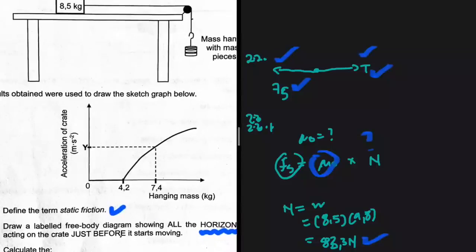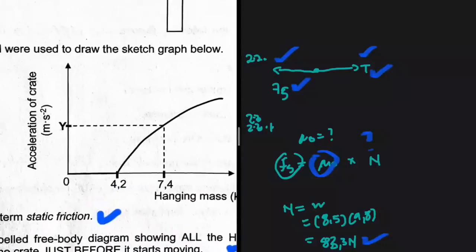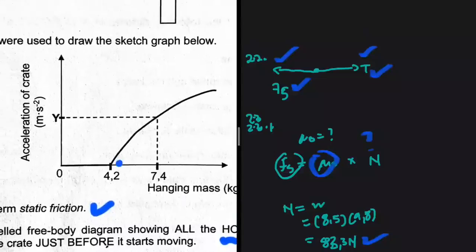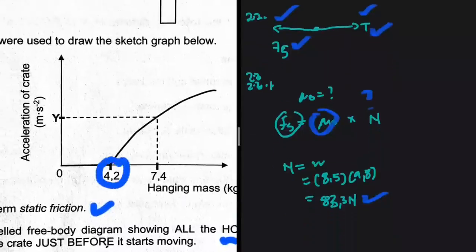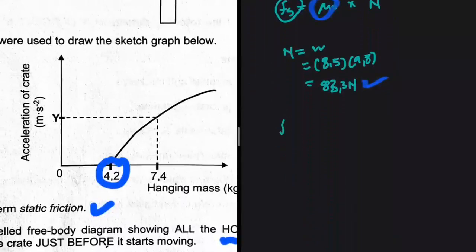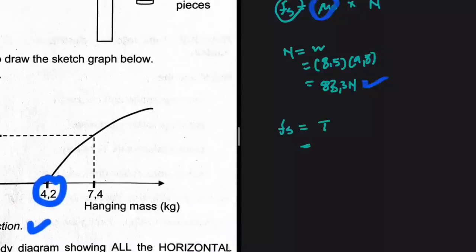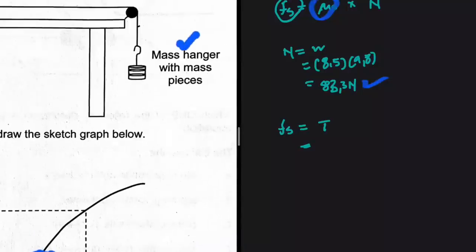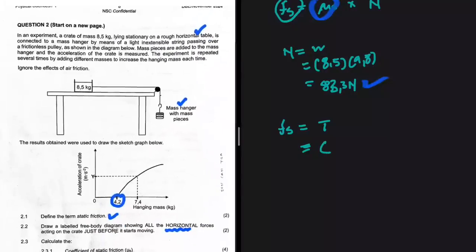We are given this diagram here. You can see that when the hanging mass is 4.2, our crate starts moving, because that's where we start having a bit of acceleration, right here at 4.2. So the static frictional force is equal to the tension. But the tension on the mass hanger with the mass pieces is just equal to the weight of that object. So what is the mass of that thing?